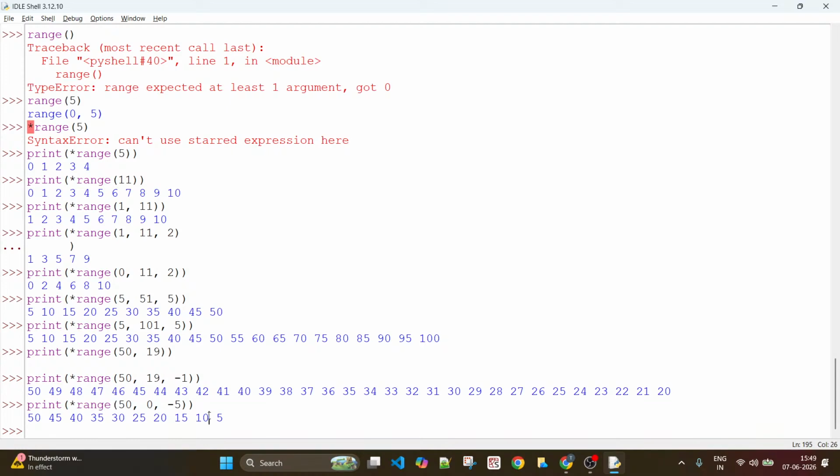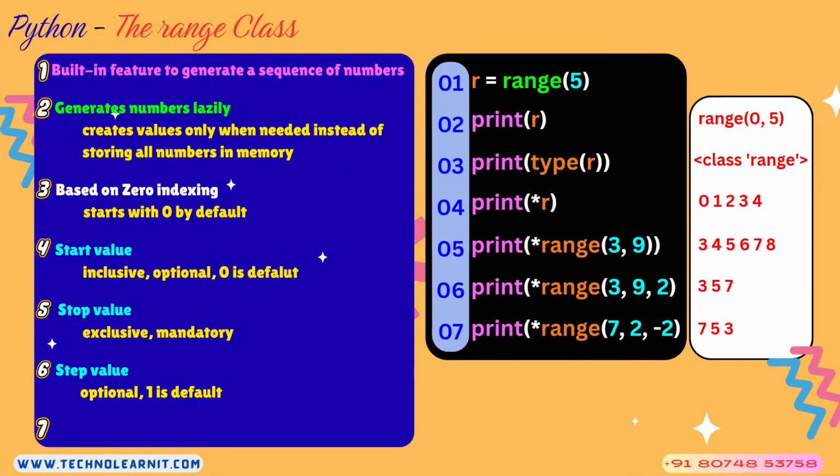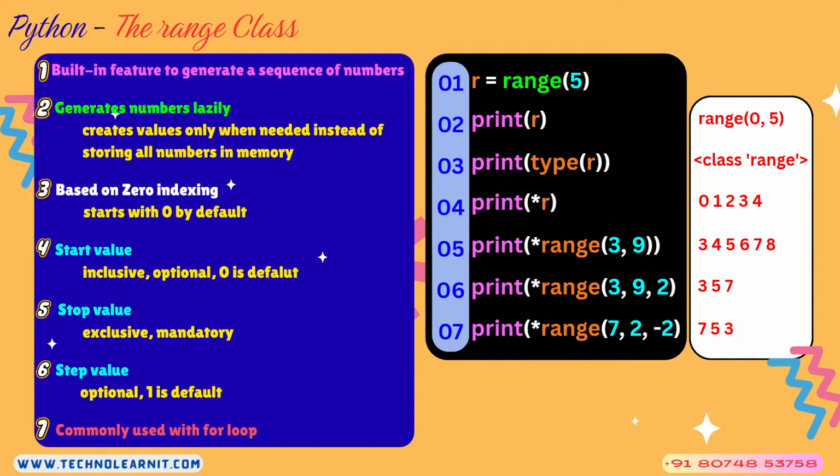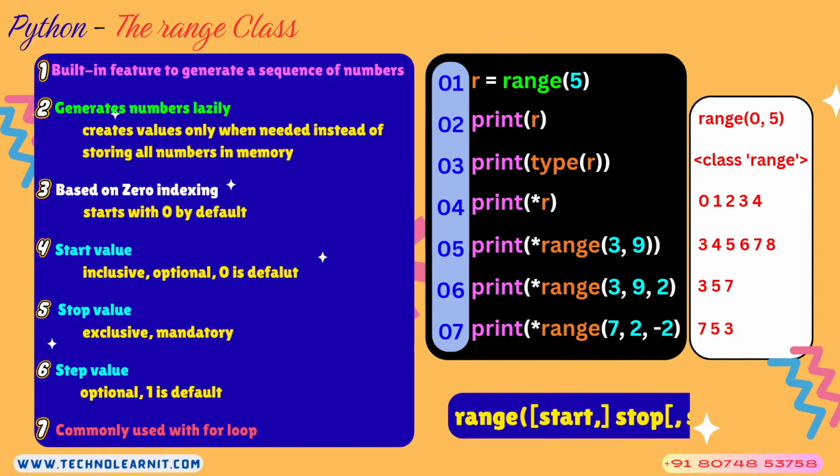All right. So range is commonly used with for loop. As you can see here, start value is optional. By default, it treats it as 0. Stop is a must. Step is optional. By default, it assumes it to be 1.